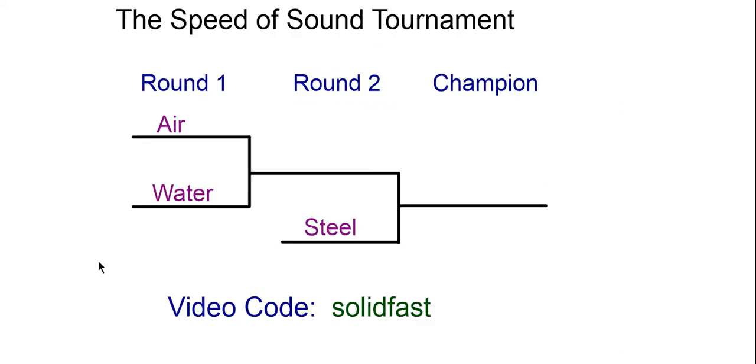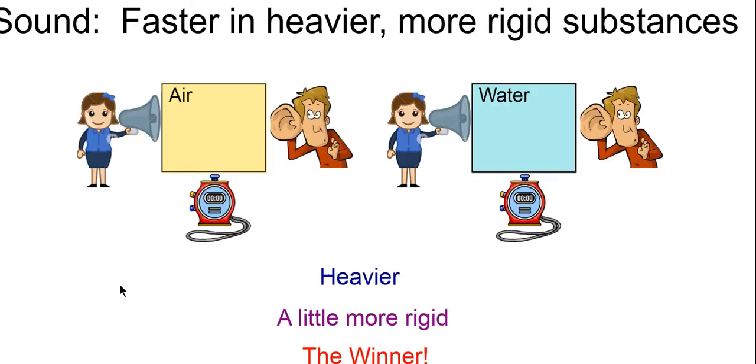All right, so let's see. Let's look at this like the NCAA basketball tournament or something. We're going to pair air and water in the first round. The winner, that means the place where sound goes fastest, will move on to the second round and face off with steel, and we'll get a champion in the end. Here's your video code, solid fast.